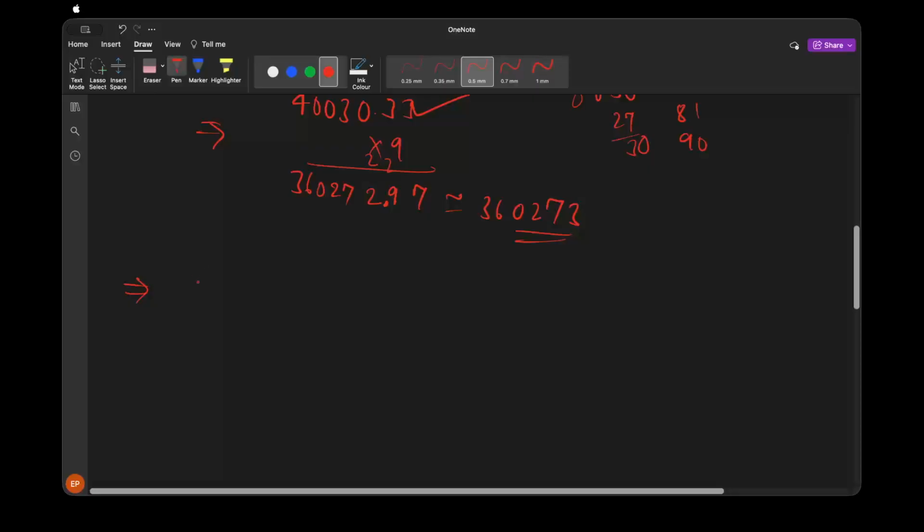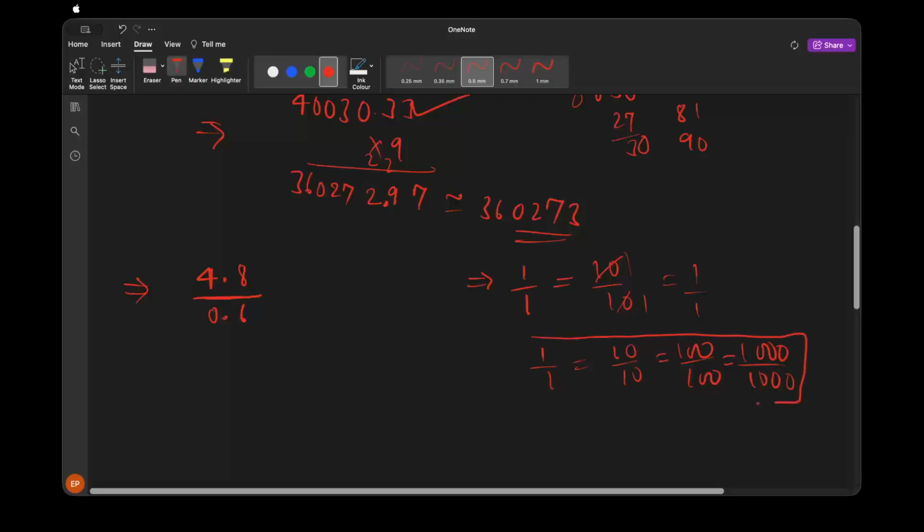One more example: suppose 4.8 divided by 0.6. These are decimal divisions. Not so complicated, we can make it easy. Assume 1 by 1 is 1, right? What about 10 by 10? Is it also 1? Yes, 10 ones are 10. It is also 1 by 1. So I can write 1 by 1 as 10 by 10 or 100 by 100 or 1000 by 1000. If I write the same numbers, I can write 1 as any of these, because all are equal, right?